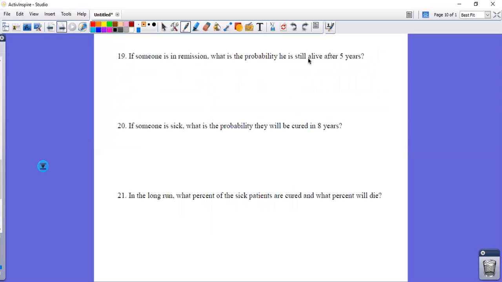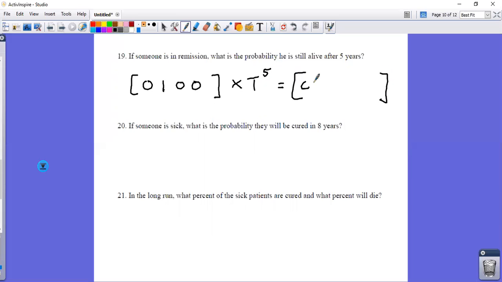So if somebody's in remission, what is the probability that they will still be alive after 5 years? So somebody in remission is the second one. You would do 5 transitions. And alive, if you think about it, cured, remission, sick, or dead, alive would be all of those added together, because all 3 of those are alive states.